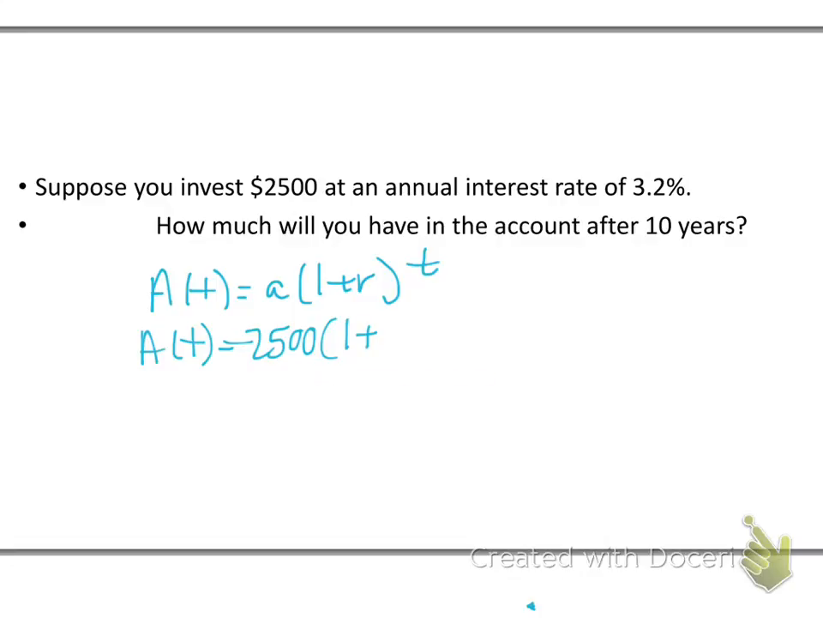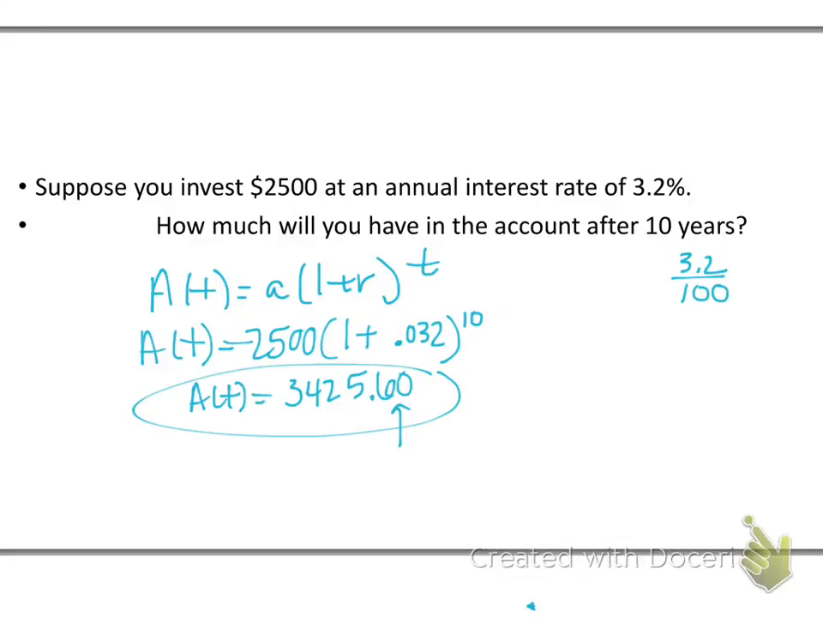So if for some reason you're really bad at converting these, if you divide whatever that number is by 100, it should get you the actual rate that I need in decimal, so 0.0032. Sorry, one too many zeros. 0.032. Okay, and then my time is 10 years. Okay, so I type all that in my calculator, and the amount that I have after that time period is 3,425.60. Remember, when we're talking about money, I want two decimal places.